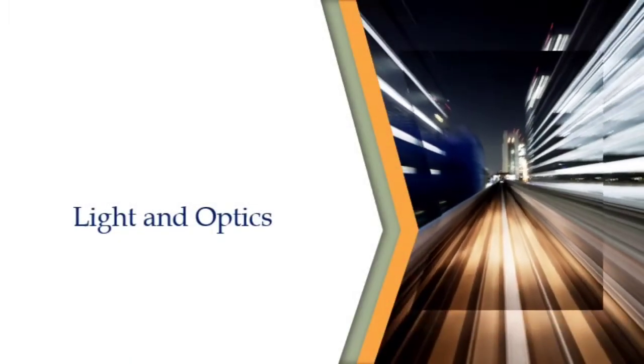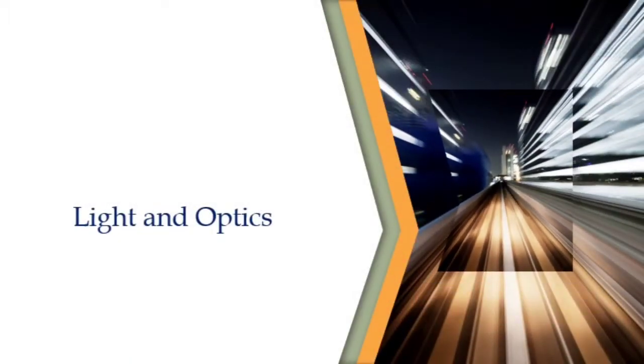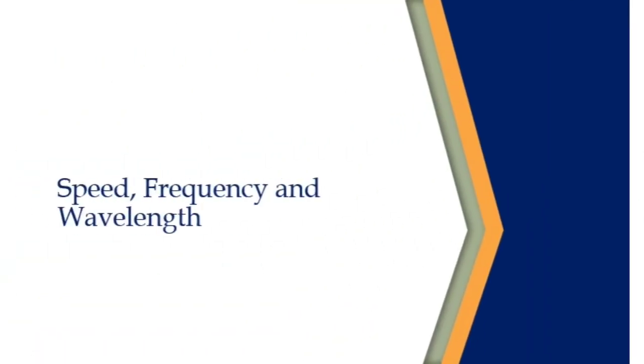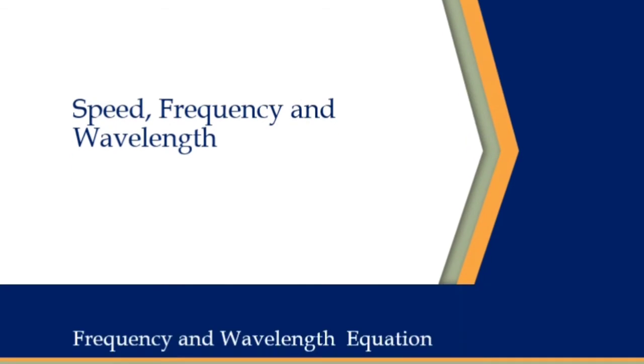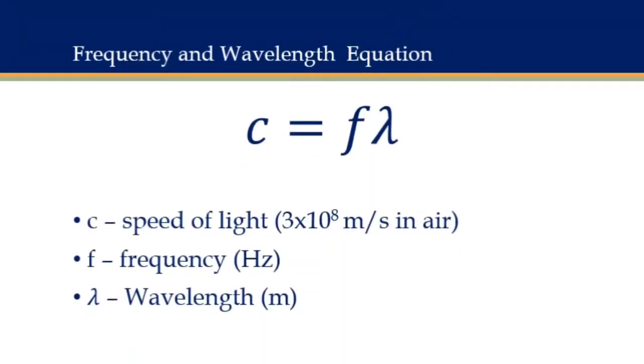Well, let's dive straight into the wonderful world of light and optics. First, let's take a look at speed, frequency, and wavelength. Speed of light is 3 times 10 to the 8 meters per second in air and in a vacuum. It gets to be different speeds once you try to put them through different mediums that it can travel through. But the main thing is that we're mainly going to use 3 times 10 to the 8.